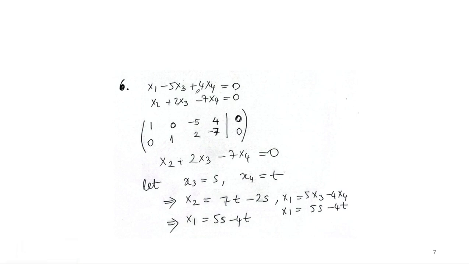Another example, this time we have a system of two equations but four unknowns, x1, x2, x3, and x4, given in this format. And we can write the Gaussian matrix. In this example, the second row implies x2 plus 2 times x3 minus 7 times x4 equals 0.